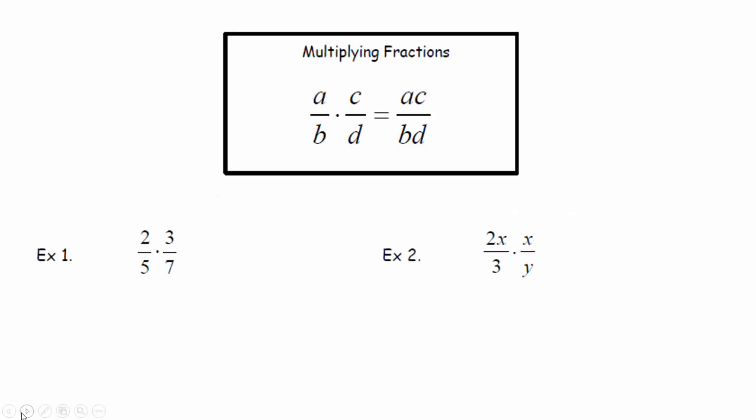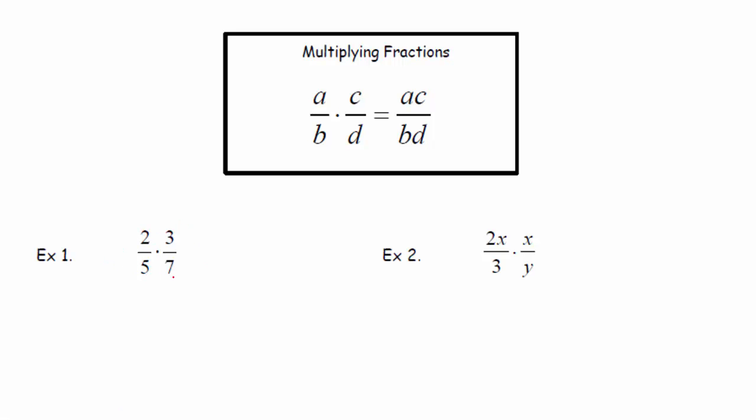To multiply fractions, all you need to do is multiply the numerators and multiply the denominators. You do not need to have a common denominator when you are multiplying or dividing fractions. So you can multiply any fractions you want. For example, look at number 1.